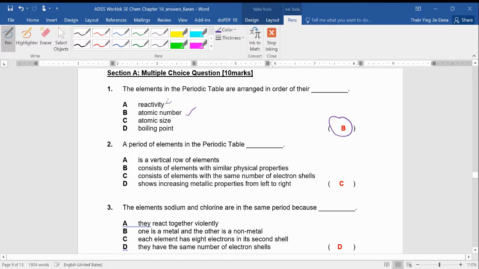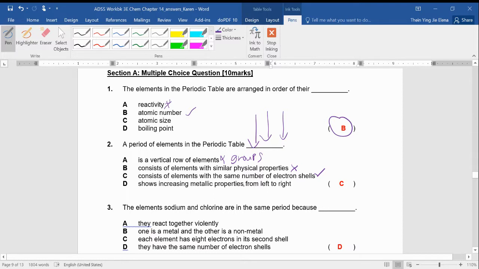Reactivity, we normally talk about it when it's going down the group. A period of elements in the periodic table is a vertical row is wrong, because a vertical row goes downwards, and these are groups, not periods. Consists of elements with similar physical properties? That is not true. Consists of elements with the same number of electron shells? True. If you're in period 1, you only have 1 electron shell. If you're in period 2, you have 2 electron shells, and so on and so forth.